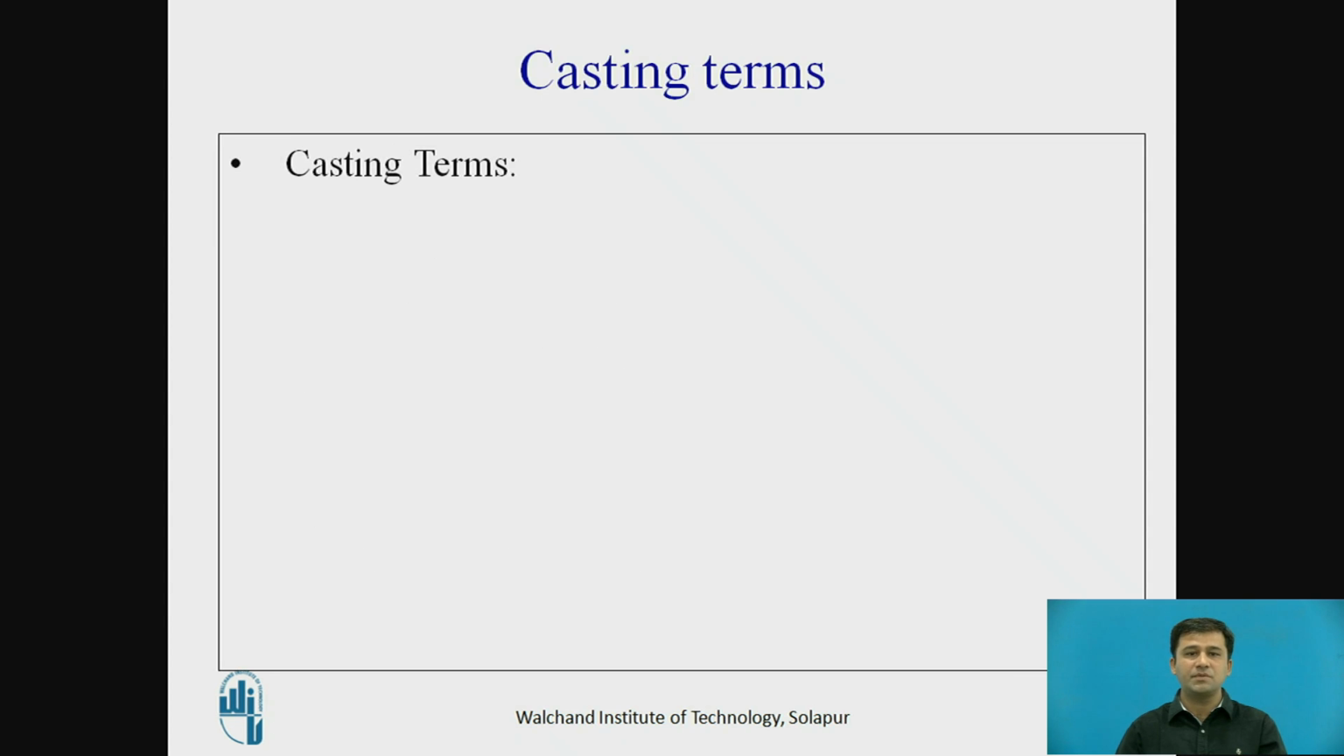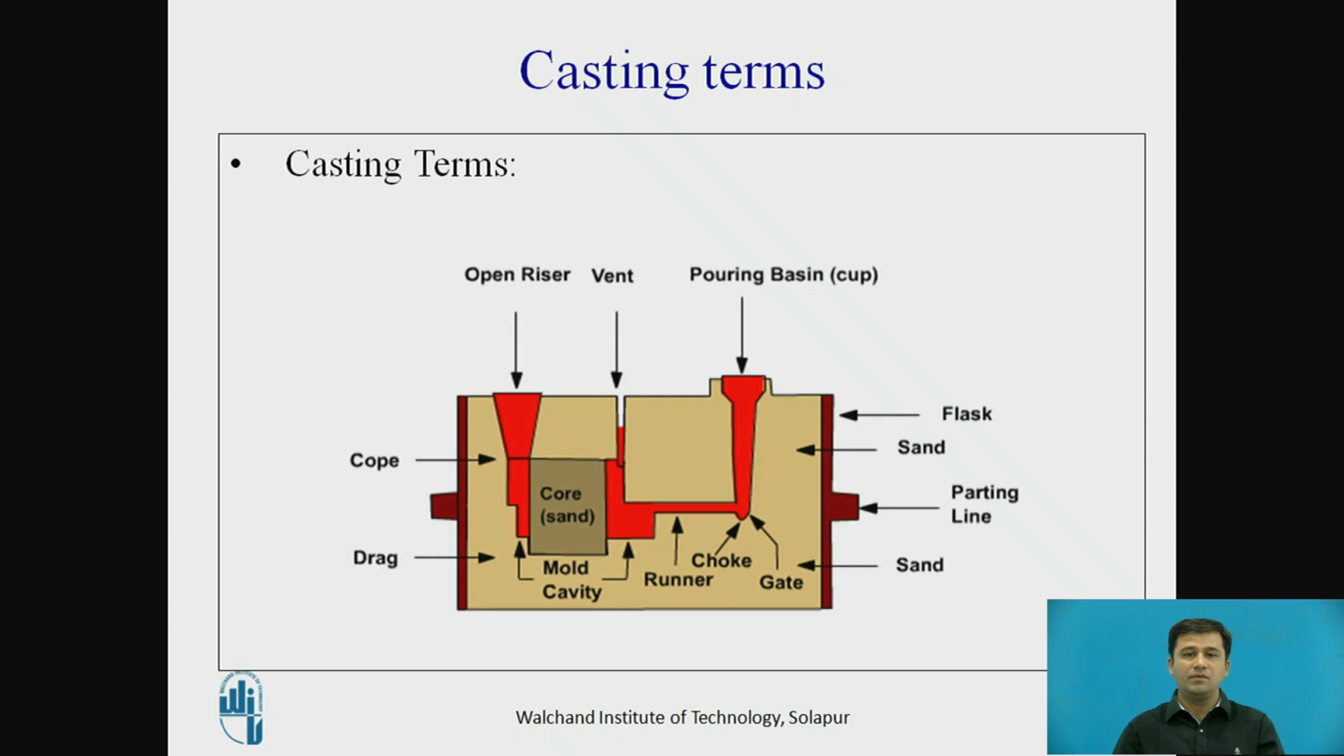What are the casting terms? Let us now see the different casting terms which are used to explain the casting process. Please go through this figure. First, we will start with the first term, called flask. What is this flask? It is a container where the mold is made.